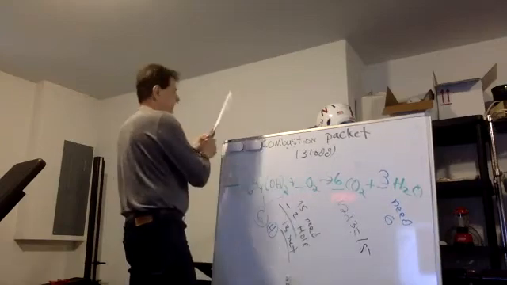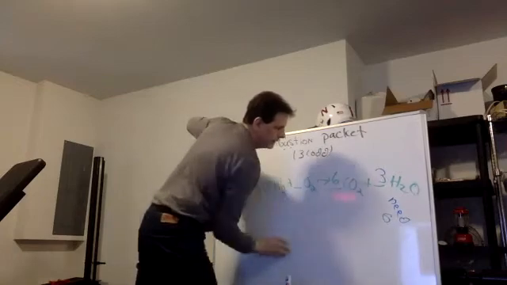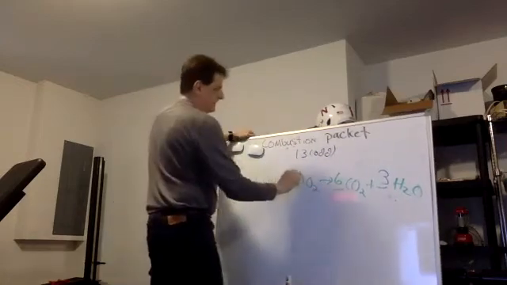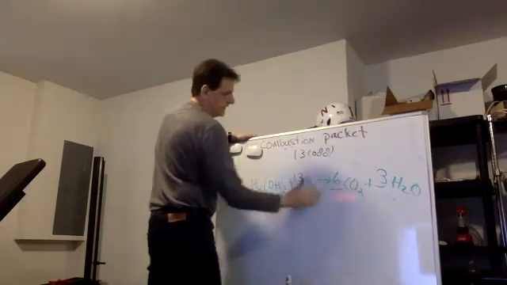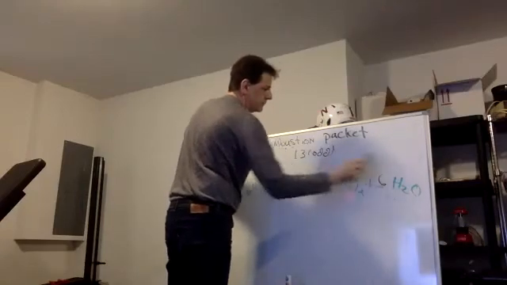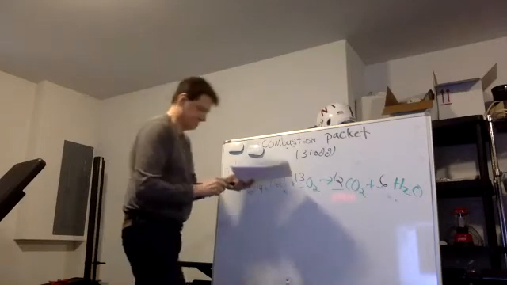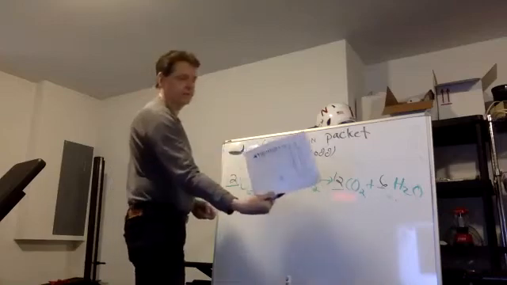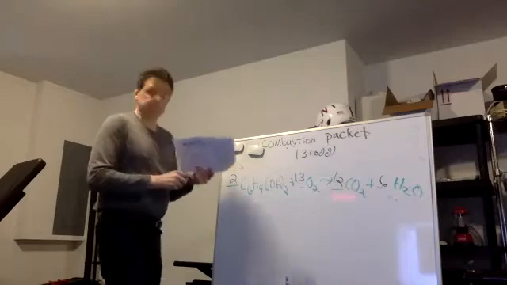So we've got 13 over 2, and then I double everything down. The 2 cancels. The 6 becomes a 12, and the 3 becomes 6. And that is page 2 of the combustion packet. So we'll keep rolling.